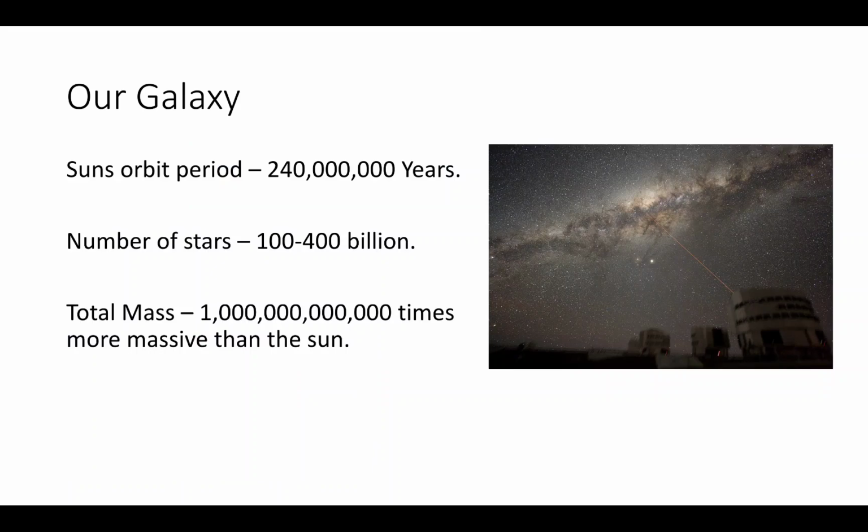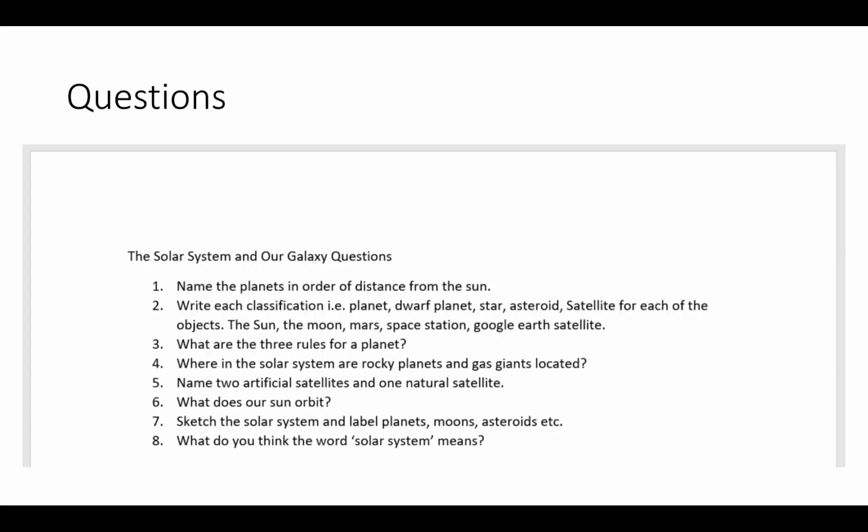So the sun's orbital period is around 240 million years. The number of stars in the galaxy is between 100 to 400 billion. And the total mass of the galaxy, so we've got 3, 6, 9, 12 zeros, so that's 1,000 billion or 1 trillion times more massive than the sun. And there's a cool picture, because why not?